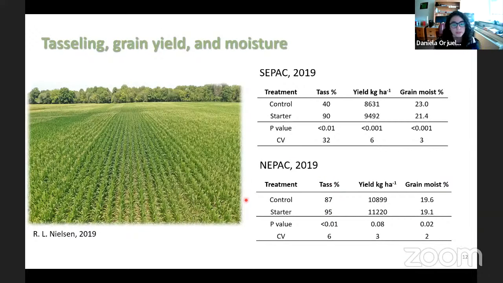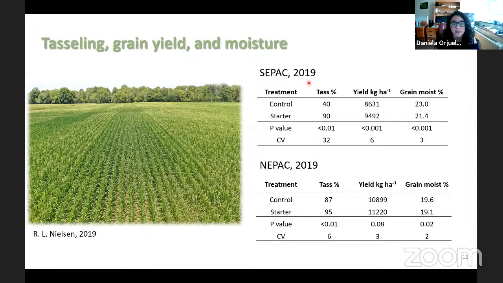So now with the last data that I'm going to present, I'm going to present tasseling, grain yield data, and moisture of the two sites. So again, remember that we didn't find any difference among starter treatments, so we averaged the results of those treatments to compare with the control.